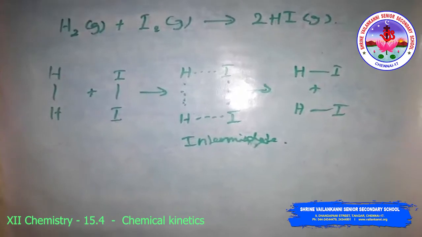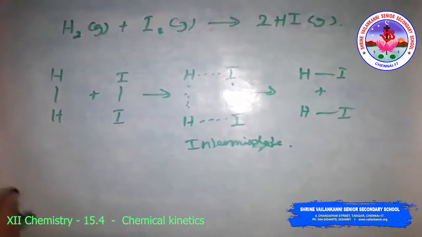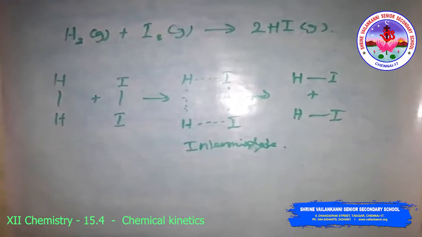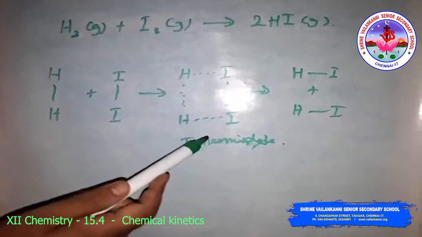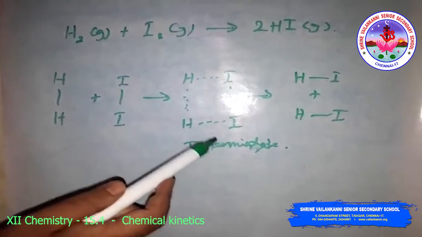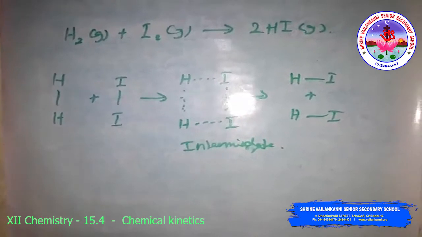According to the Arrhenius theory, the reaction can take place only when a molecule of hydrogen and a molecule of iodine collide to form an unstable intermediate. This is unstable. It exists for a very short time and then breaks up to form 2 molecules of hydrogen iodide.